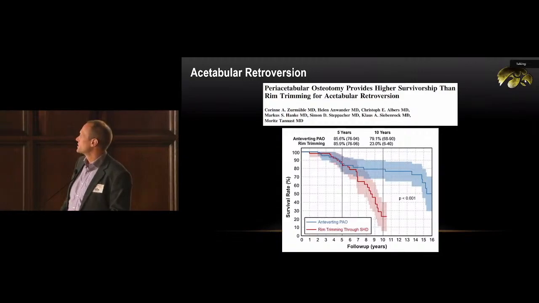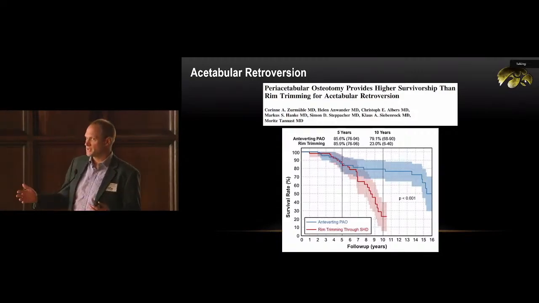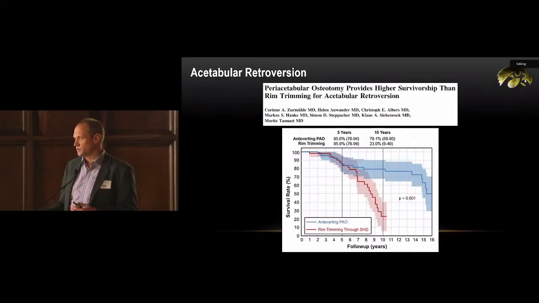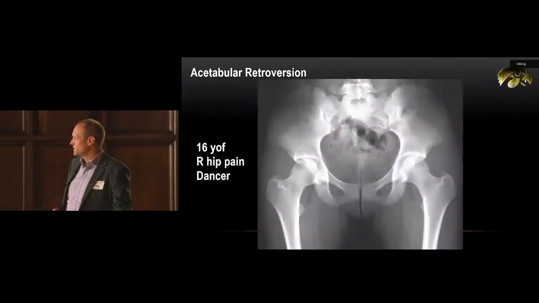Their retroversion outcomes. So they did a change in practice study where they followed their patients who had surgical hip dislocation with rim trimming versus PAO, and they saw better longevity, longer survival in the hips that were treated with PAO with an anteverting osteotomy. So I think there are clear benefits to an anteverting osteotomy rather than rim trimming in these patients.